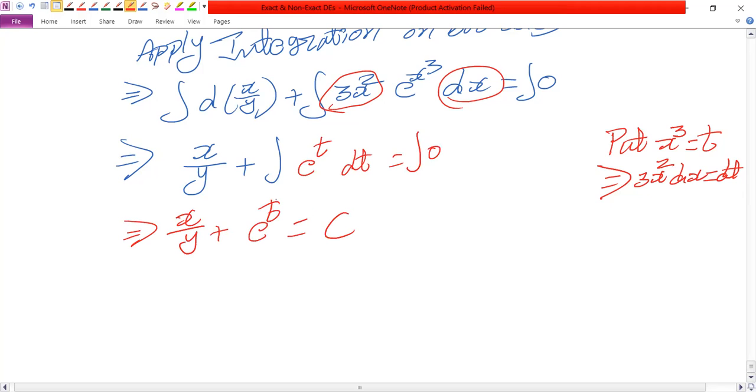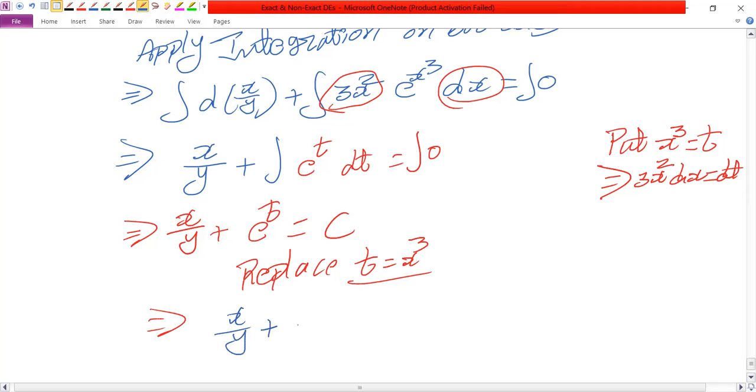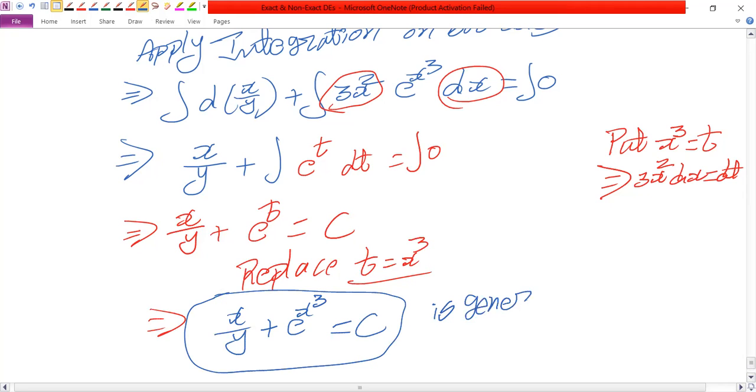The solution is completed. There is no integration term left, so I add the integration constant plus c, but replace t. What is the t value? t is equals to x cube. If we replace t with x cube, we get x by y plus e power x cube equals to c, which is the general solution of the given differential equation. We didn't check whether it is exact or non-exact. Whether it is exact or non-exact, this process is a simple process, which is type 5.